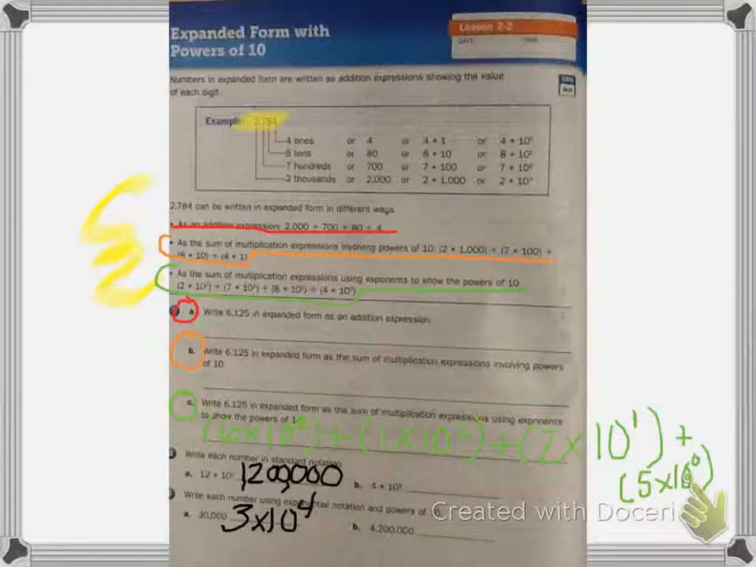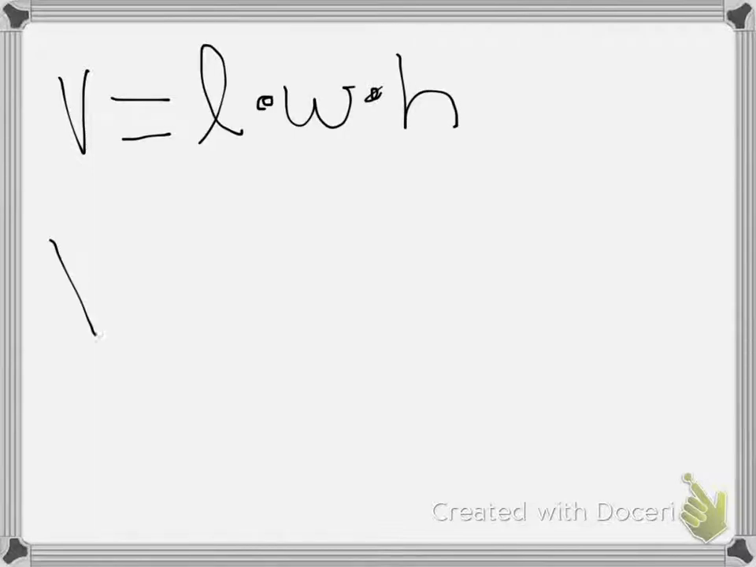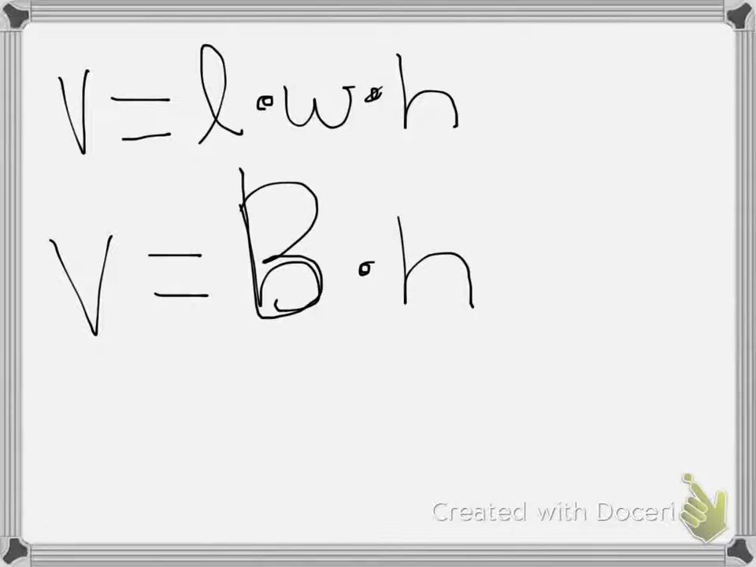And page 43 is a review of volume. Remember, volume equals length times width times height, or volume equals base times height. Oops. Base, capital B. Base times height. So on page 43, I need to see one of these formulas. You need to show your work and then the volume.